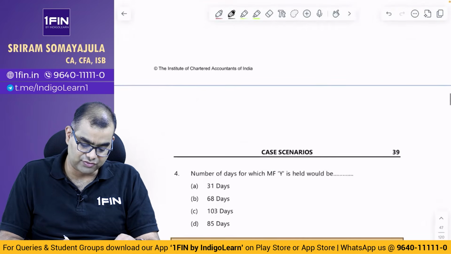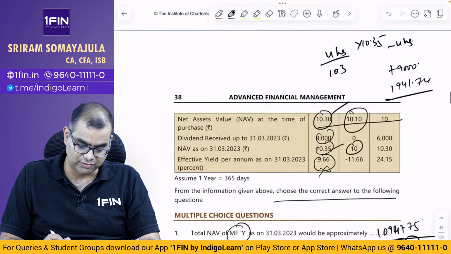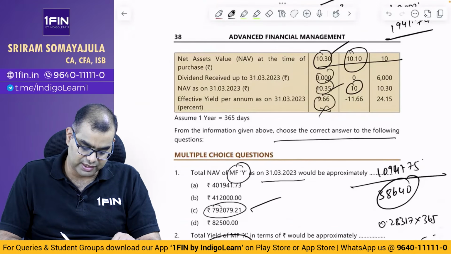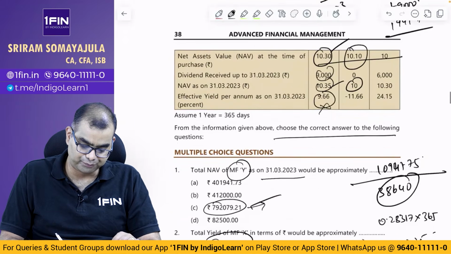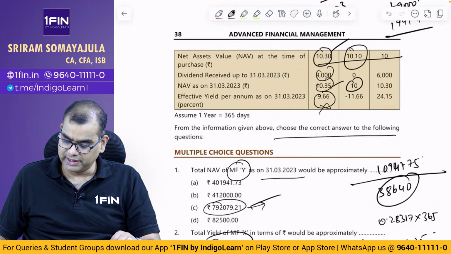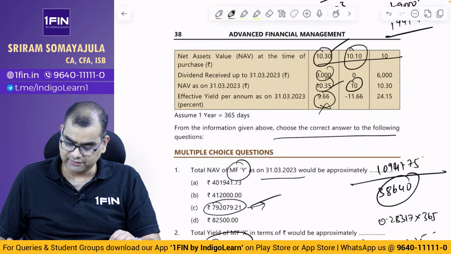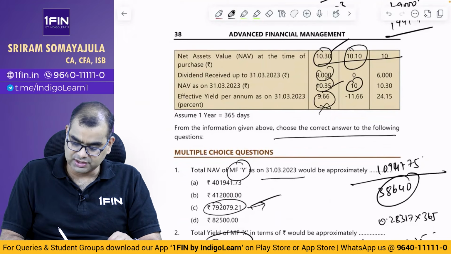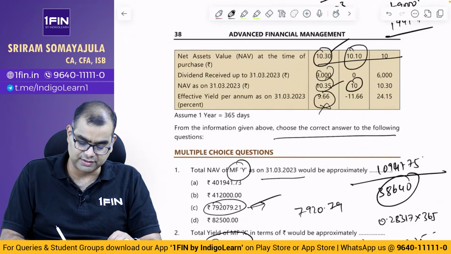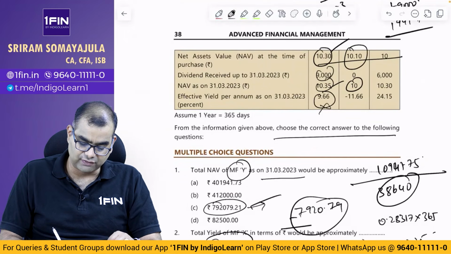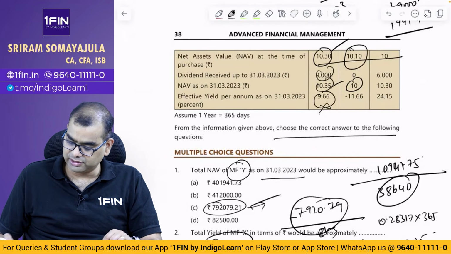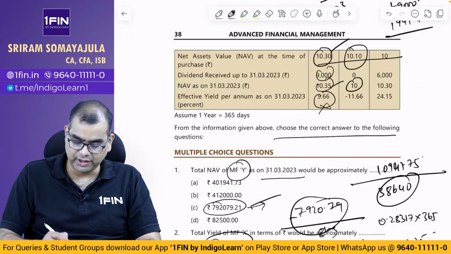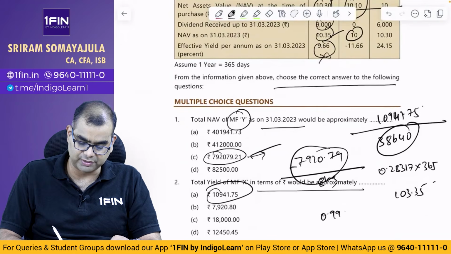Then number of days for which Y would be held. Now same logic, you have to work backwards for Y. Y's closing NAV is this much, and what is the dividend that he received? There is no dividend. So what is the yield that they have got? 8 lakhs minus 792,079.21. They have lost 7920.79. This is the money that you have lost on 8 lakhs. Divided by 8 lakhs, into 100, you get 0.99%. You have lost 0.99%.